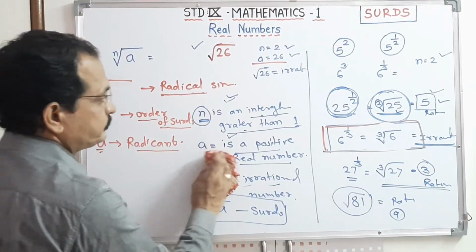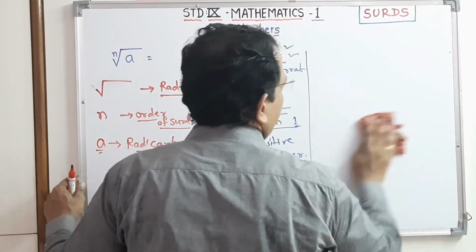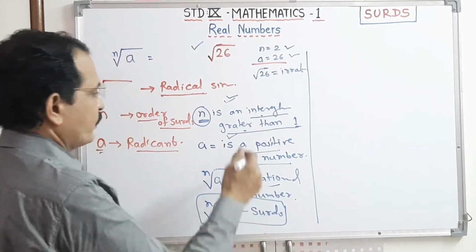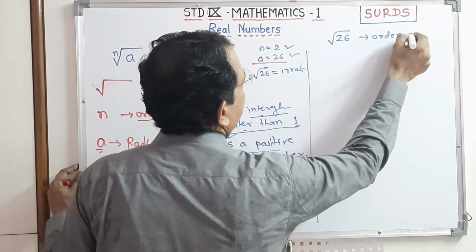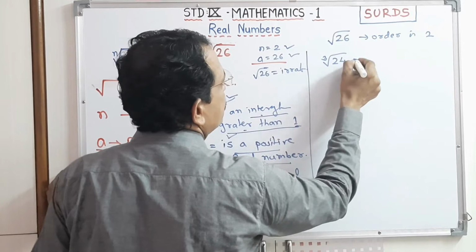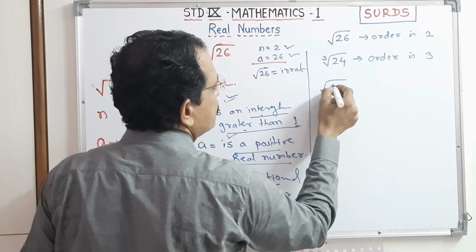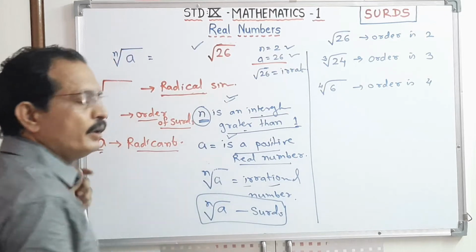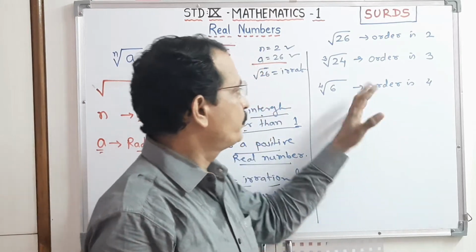Now see, another concept we have to learn. First of all, the order of the surd. Suppose I write here square root of 26, order is 2. Here I write cube root of 24 and here it is 3. Then tell me the order. Order is 3. Suppose I write here fourth root of 6, then order is 4. Now depending upon the order, the surds are divided into many parts.